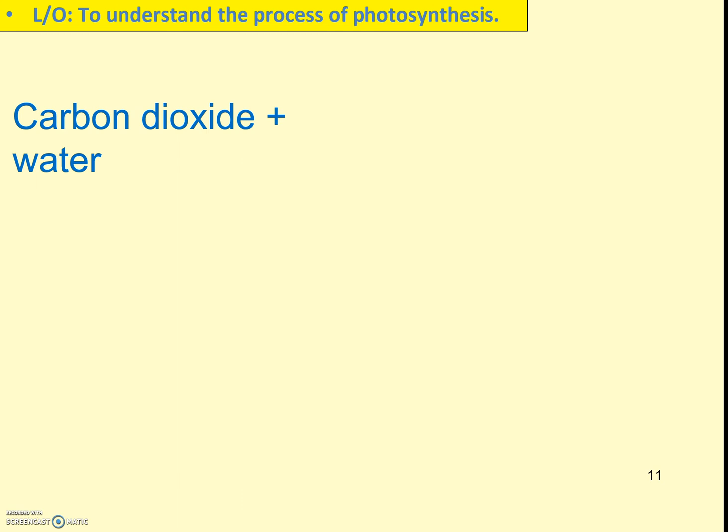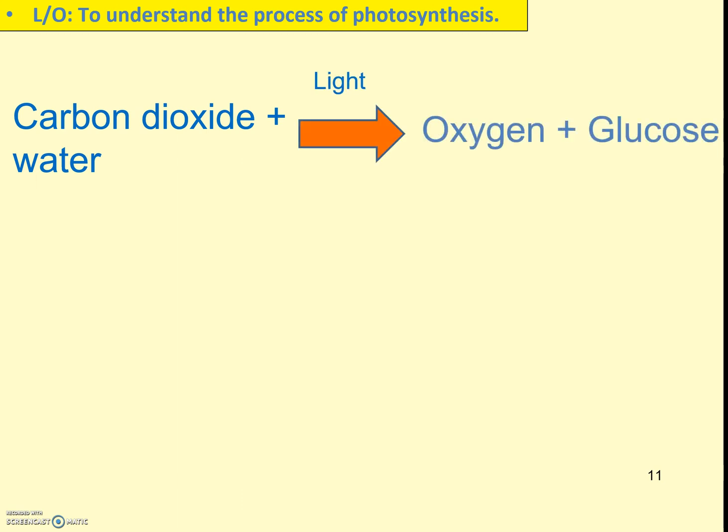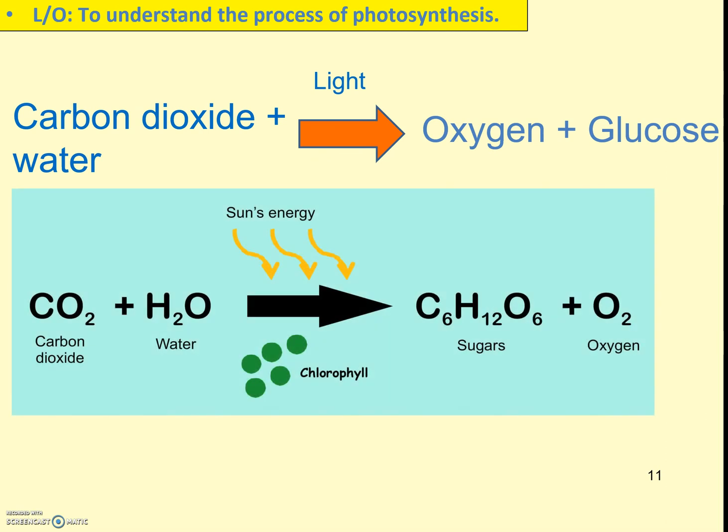Hope you wrote carbon dioxide plus water, in the presence of light, leads to oxygen plus glucose. So that's our word equation. And our symbol equation would be CO2, which is carbon dioxide, plus H2O, which is water, in the presence of light or sun energy, will lead to sugars, C6H12O6, plus oxygen, which is O2. Tick it if you got it right, correct it if you weren't too sure.